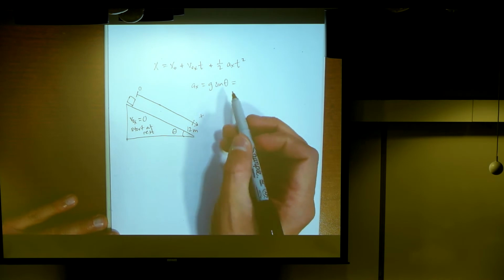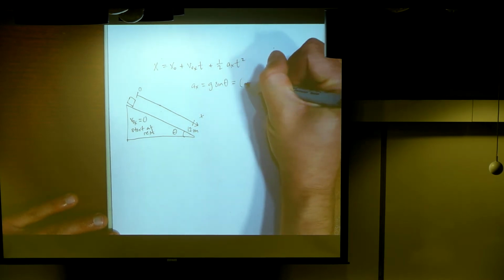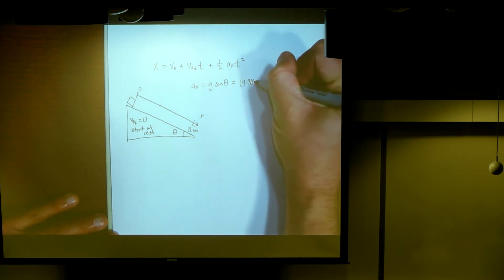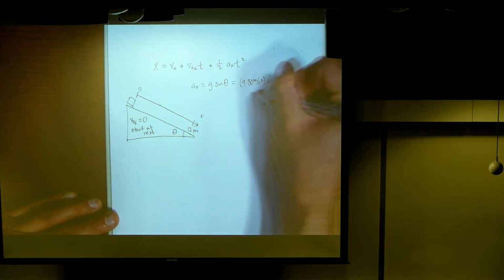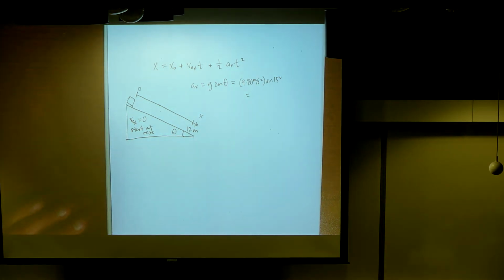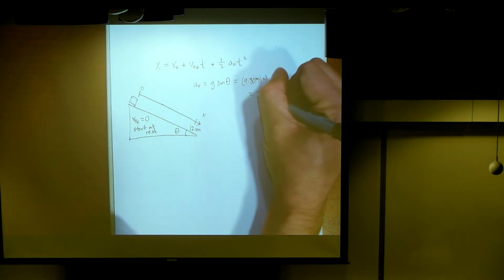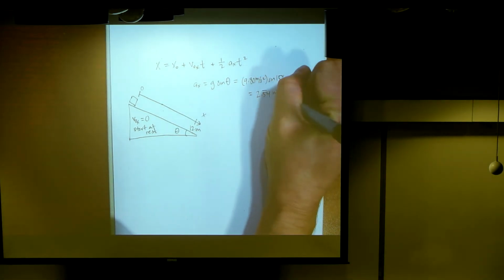Well, we worked that out. It's g sine theta. So it's 9.8 meters per second squared times the sine of 15 degrees. So I'm sure some of you worked this out. What is the acceleration? 2.53. Yes, it's like 2.54 meters per second squared.